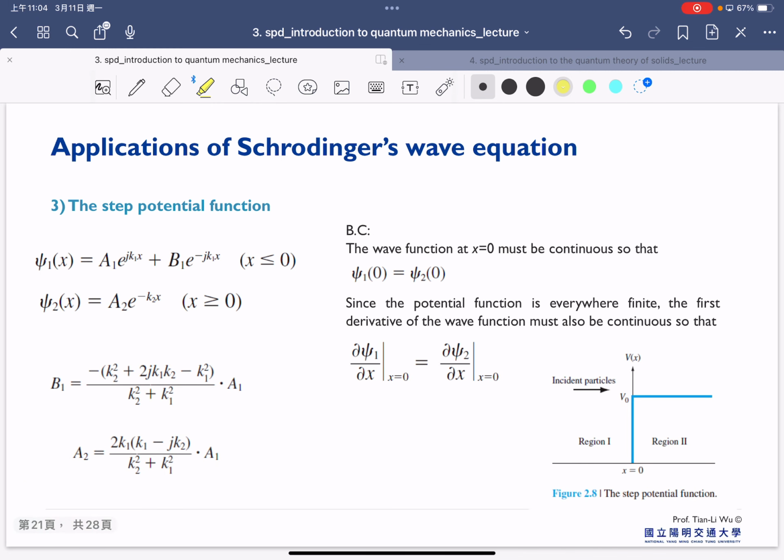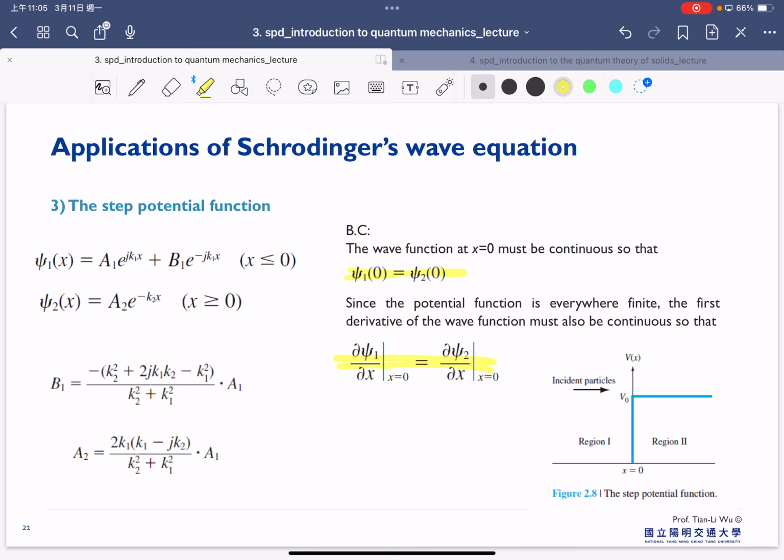And therefore, with these two equations, one in region 1 and one in region 2, and also with the boundary condition that at x equal to 0 the wave function must be continuous, and the potential function is everywhere finite, so the first derivative of the wave function must also be continuous. Therefore we can find B1 and B2. These coefficients can be found by considering the boundary conditions like in this one.